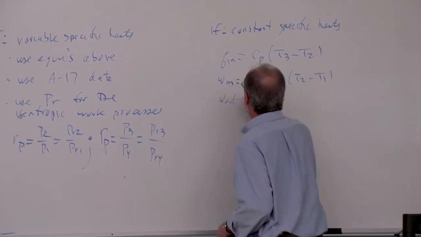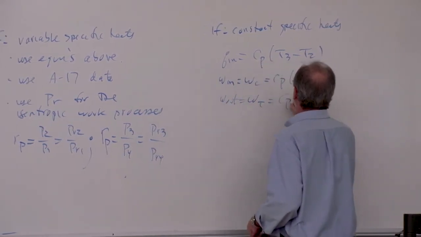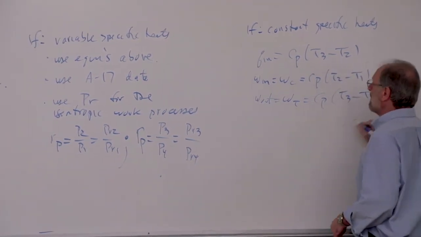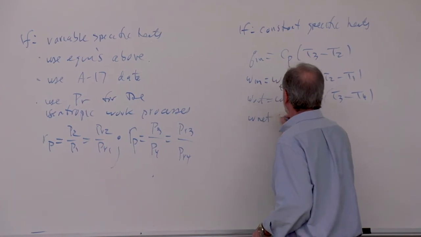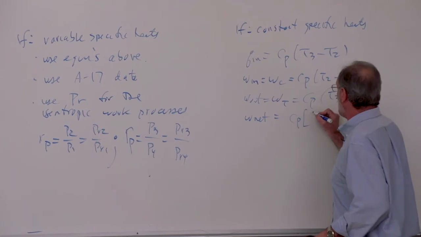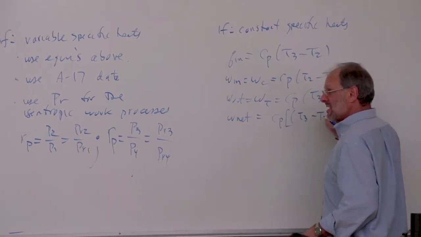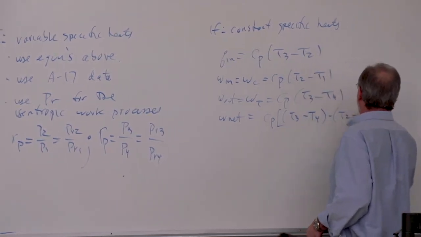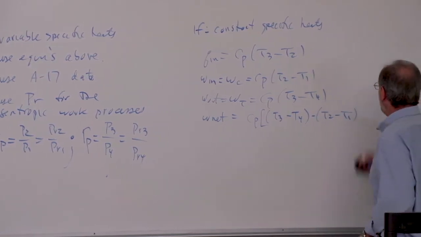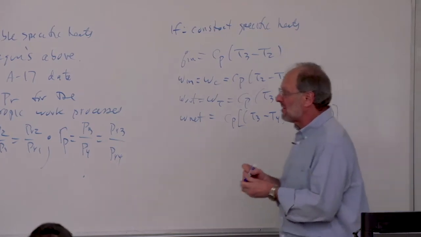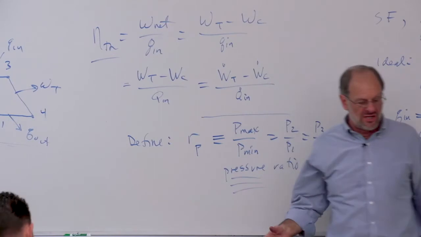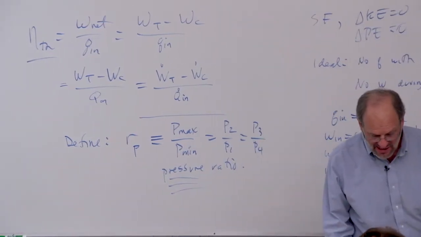We have our work out, our turbine work. So this is just going to be Cp times T3 minus T4. And of course, the net work is just the difference between the two. So we could just factor the Cp out entirely and get T3 minus T4 minus T2 minus T1. Okay. And of course, the general equation for the thermal efficiency doesn't change. I mean, that's still just the net work over the heat input, so we'll still use that as is applicable.